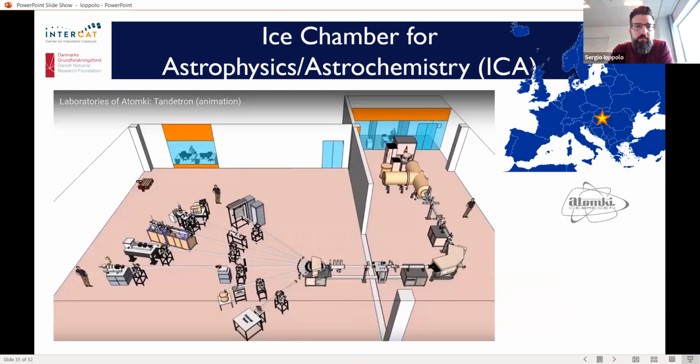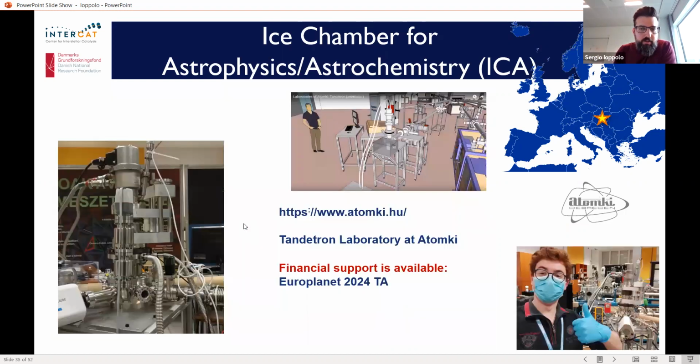Now, quickly, I'm going to mention some other facilities, for instance the Atomki one in Hungary, where we already have two end stations that can simulate ion irradiation of interstellar and solar system ices. So here you have the ion accelerator, and one of our stations is here at the end. And here you see the end station and Duncan, the PhD student working there.